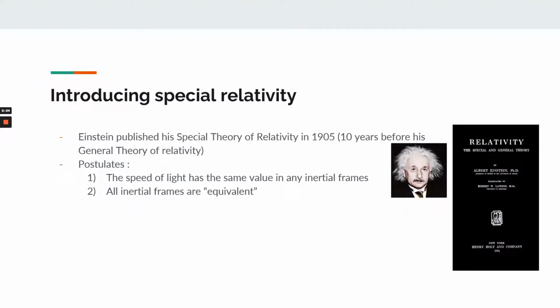Einstein published his special theory of relativity in 1905, 10 years before his general theory of relativity. This theory consists of the fundamentals revolving around two postulates. One, the speed of light is the same value for any inertial frame, and all inertial frames are equivalent.